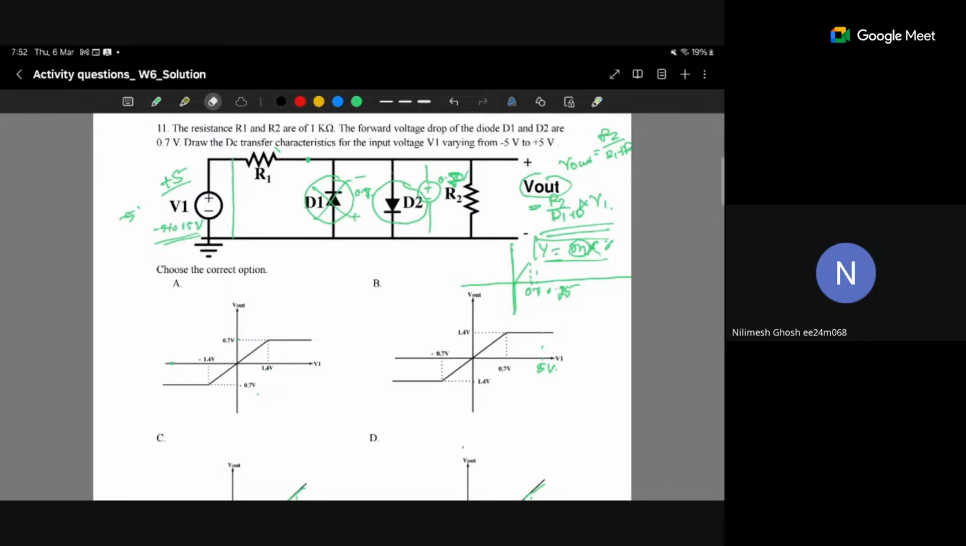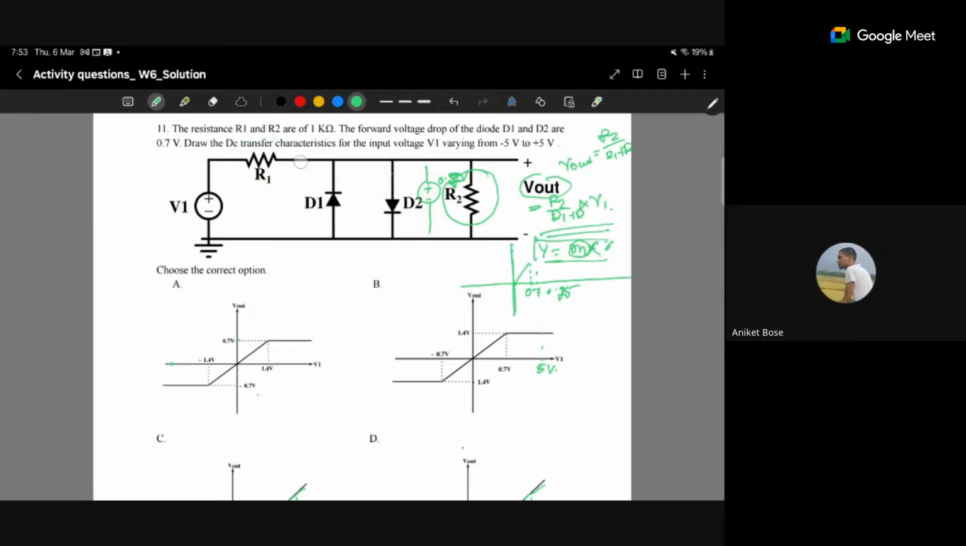So if 0.7 volt is there, 0.35 volt is dropped across resistance R1, and 0.35 volt will be dropped across resistance R2. Okay, so our output voltage will not be 0.7 volt. Okay, I will explain. Our intuition part is what you told, right? R2 upon R1 plus R2 into Vin. That is the value of Vout, right?